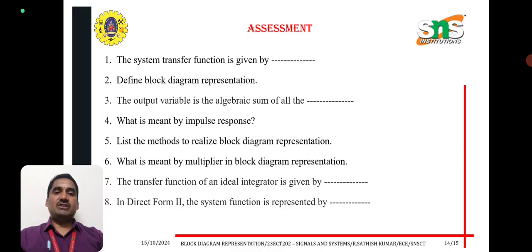The transfer function of an ideal integrator is given by H(s) is equal to 1 by s, or s inverse. In direct form 2, the system function is represented by H(s) is equal to Y(s) divided by W(s) into W(s) divided by X(s).